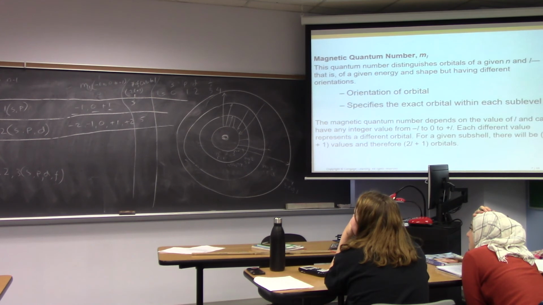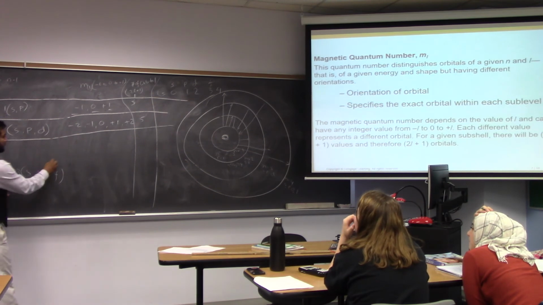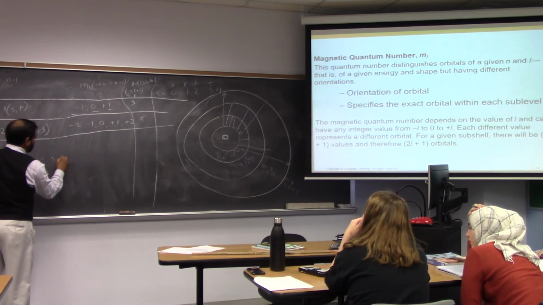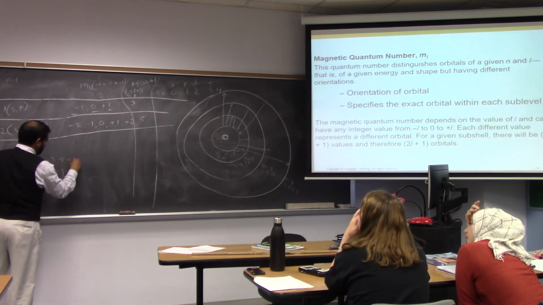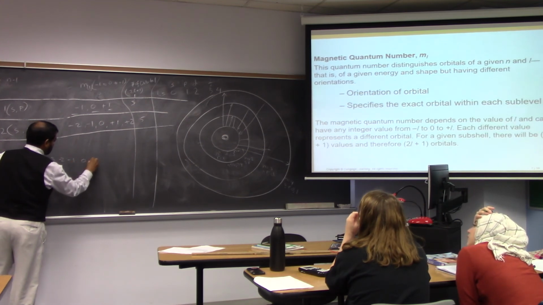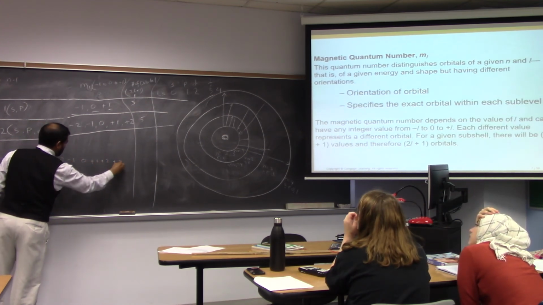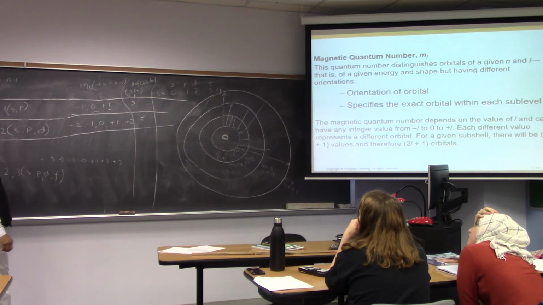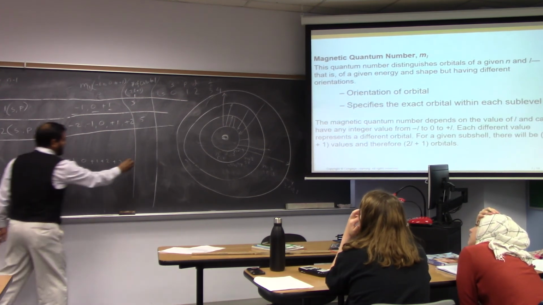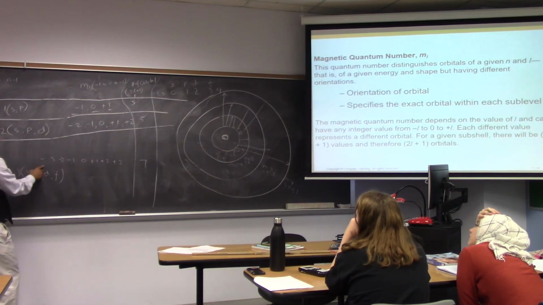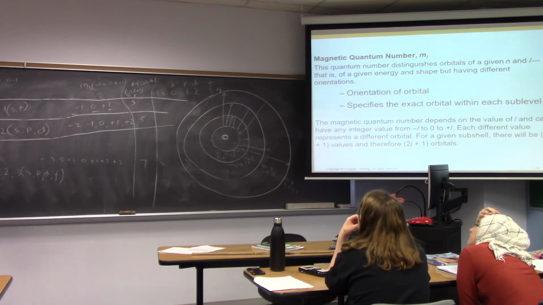How about n equals 4? Then S, P, D, F, up to L equals 3. So negative 3, negative 2, negative 1, 0, and so on. How many orbitals are possible in the 4th level? 7. You can see 7 here. You can also see it from 2L plus 1.